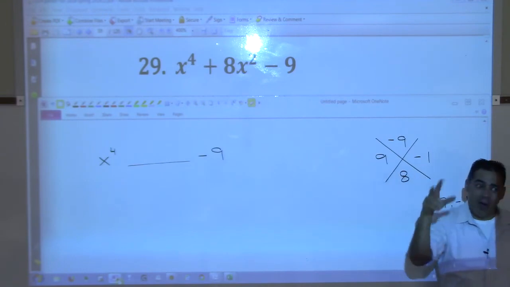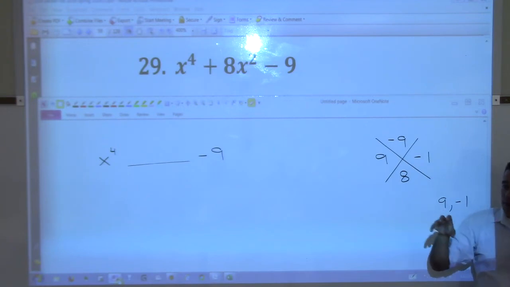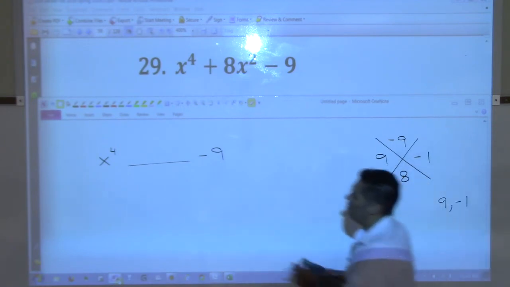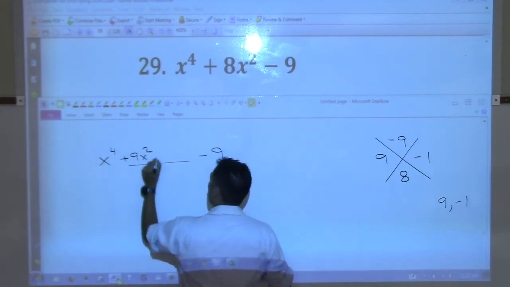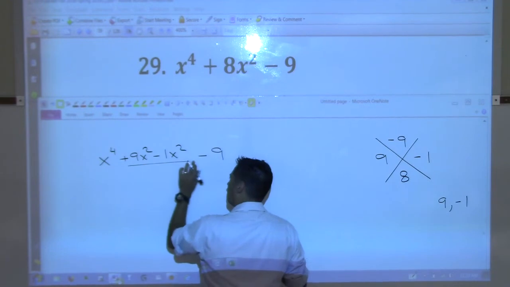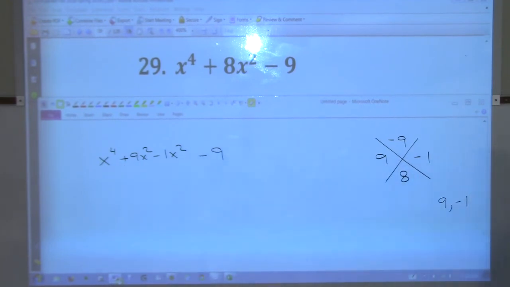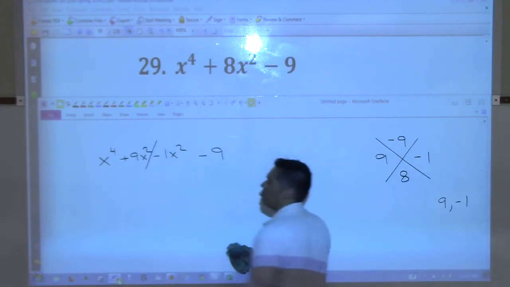This is like the xy problem. We had 6xy, and we need to rewrite it. We used 1 and 5. So here we have 9 and -1. We're going to write 9x squared minus 1x squared. So you see the principle is the same. That middle term is just being split into 2. Questions on that? And that allows us to have the 4 terms and do the grouping.